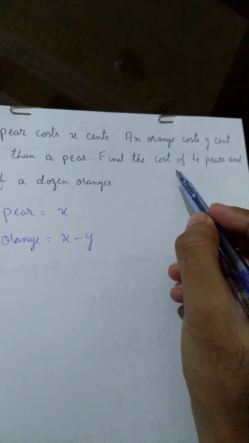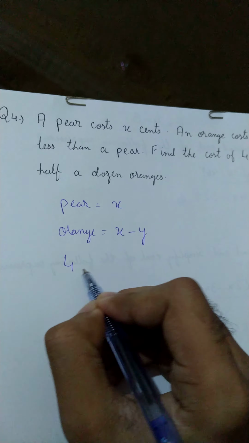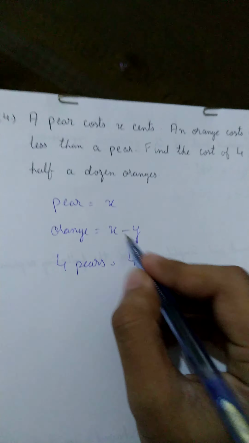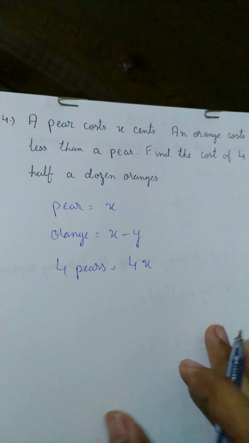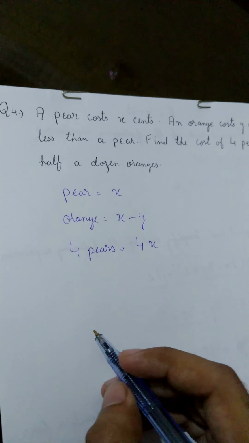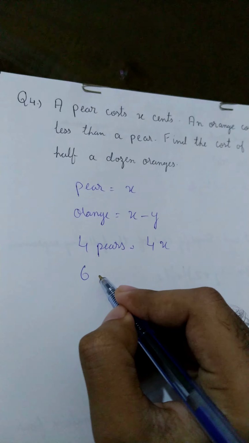Now I have to find the cost of 4 pears. So 4 pears would be simply 4 times the value of pears. So 4x. And half a dozen oranges. 1 dozen is 12. So half a dozen would be 6. So 6 oranges.